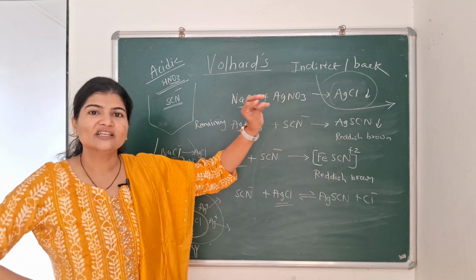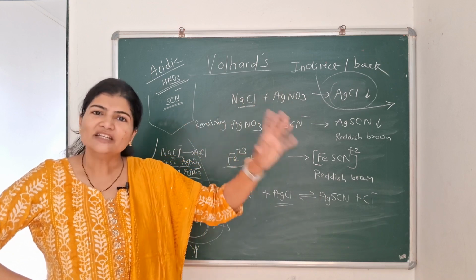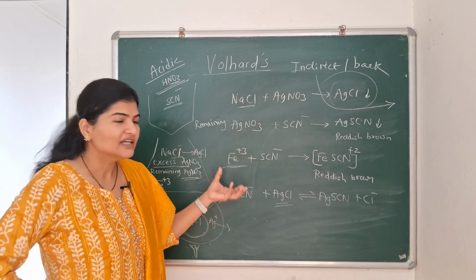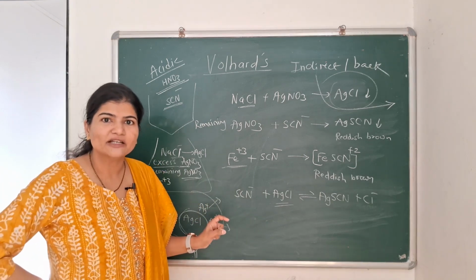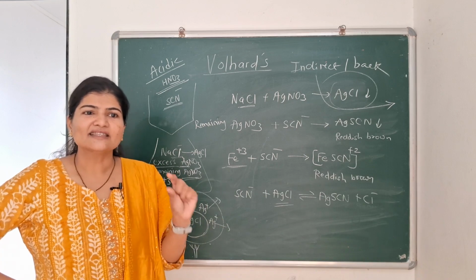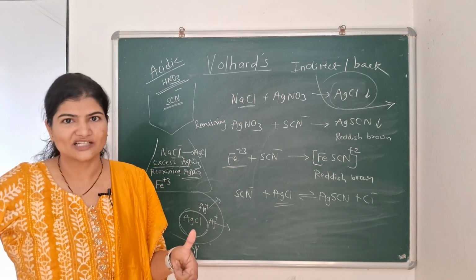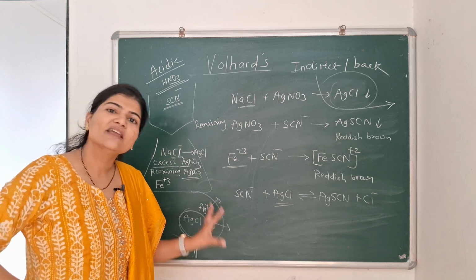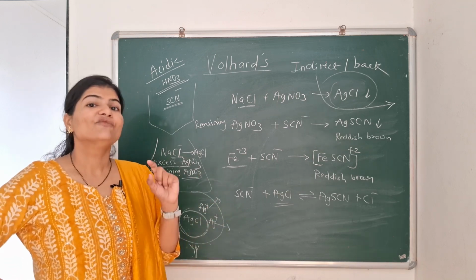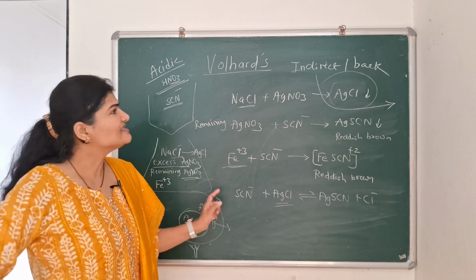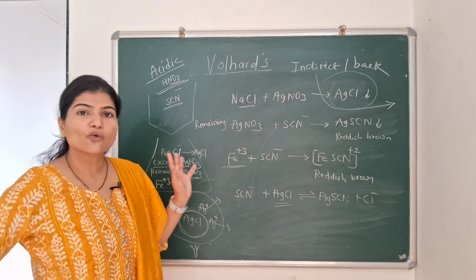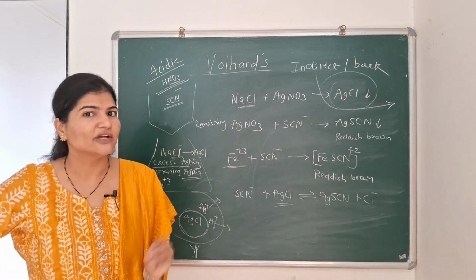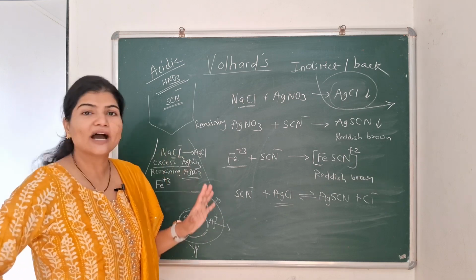But as filtration is a slightly tedious process, we can opt for these two methods where we use a coagulant or an immiscible liquid. So this is a slight modification in Volhard's method, where we can achieve the same endpoint in a single step without the need for filtration. This is referred to as the modified Volhard's method. So this is how we are going to carry out the endpoint detection by Volhard's method.